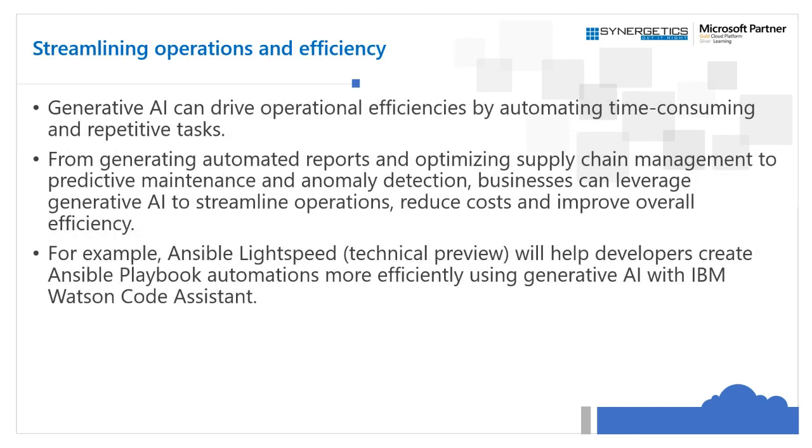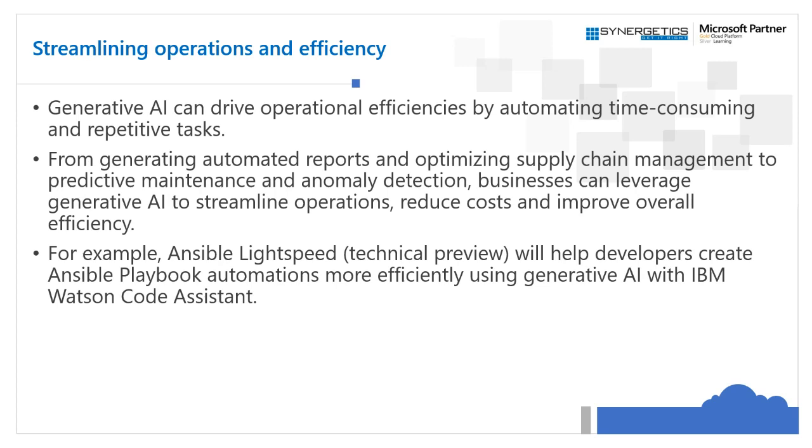Another thing is streamlining the operations and efficiency in organizations. We use generative AI to drive operational efficiencies by automating time-consuming and repetitive tasks. Mostly now, organizations have already started using monitoring tools or automatic recovery services that are driven by AI. So whenever it identifies some anomalies or fluctuations, it will automatically start triggering the recovery services, or it will start backing up the data.